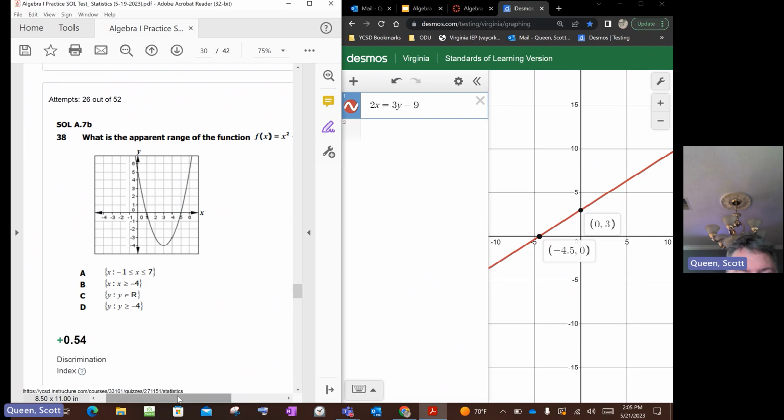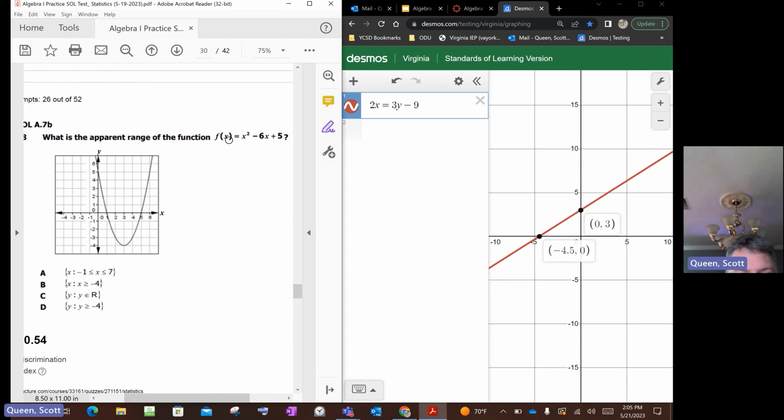38. I see a graph, and I see this thing here. What is the apparent range? It comes down to knowing what this word means. Remember, we have domain and range. D comes before R, X comes before Y. D goes with X, R goes with Y. So when I hear range, I should be thinking Y values, meaning things going this way, up and down. All right. So let me get that out of the way.